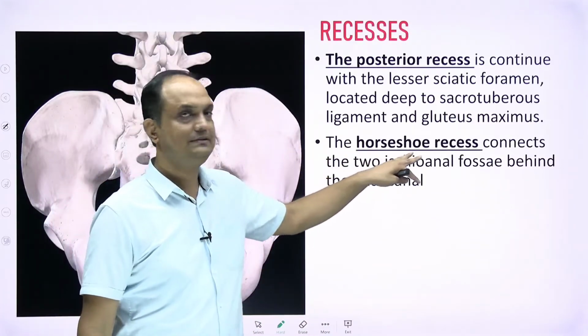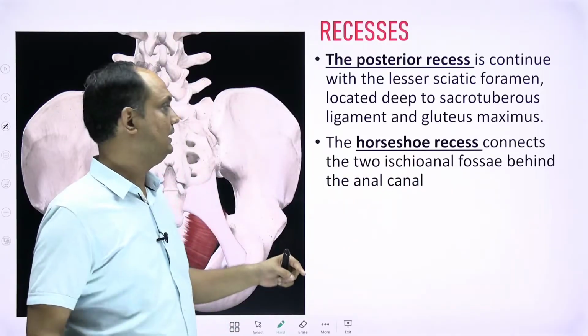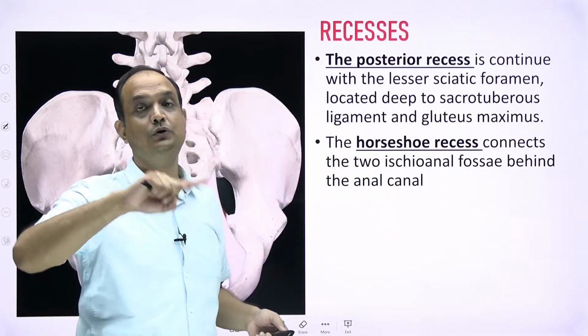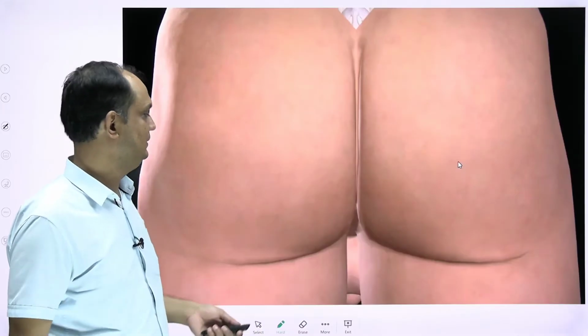What is the horseshoe recess? Sometimes both sides of the fossa are connected to each other behind the anal canal and make a U-shaped recess, known as the horseshoe-shaped recess.